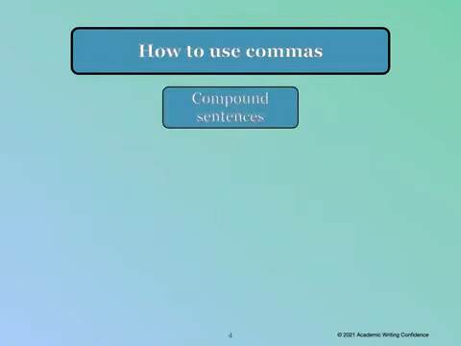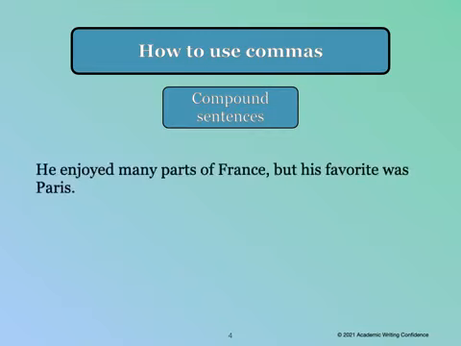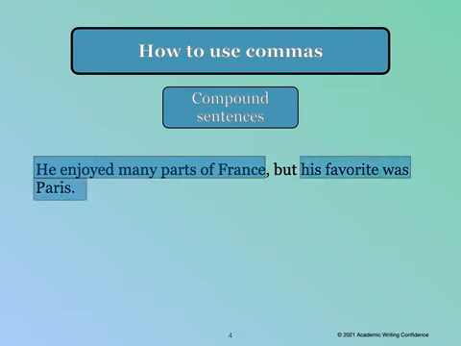Another place that we use a comma is when we write compound sentences. Now, in this example, he enjoyed many parts of France, but his favorite was Paris. Here we have 2 simple sentences. The first sentence is, he enjoyed many parts of France. And the second sentence is, his favorite was Paris. Now, the 2 simple sentences have been connected together by using a comma and then the word but.